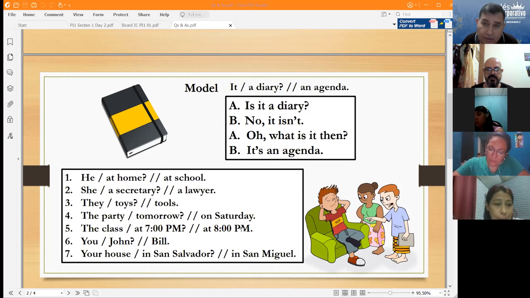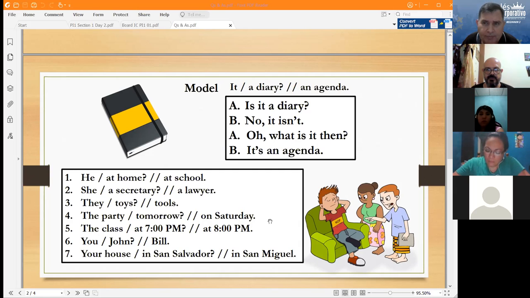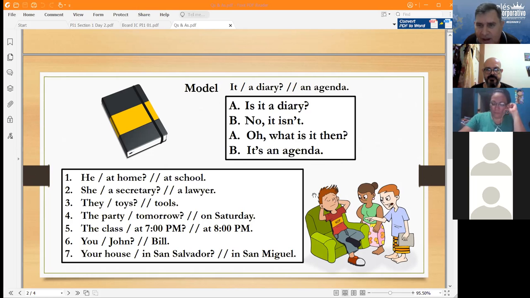Is the party tomorrow? No, it isn't. When is it? It's on Saturday. Excellent. Thank you very much. Now, number five, volunteers for five? Me, teacher. Yes, please. We have one volunteer.